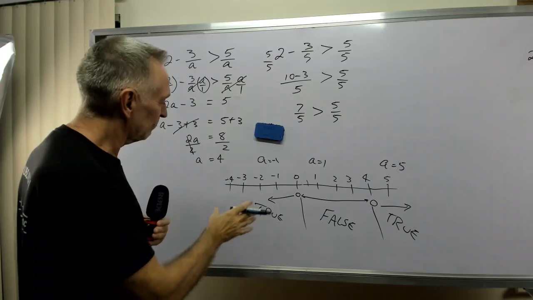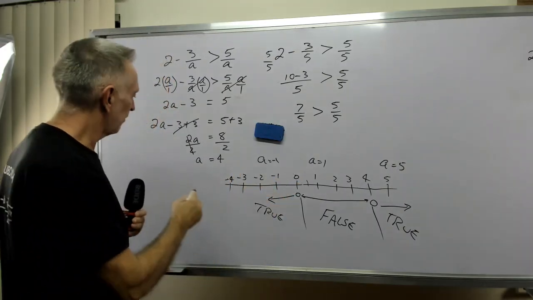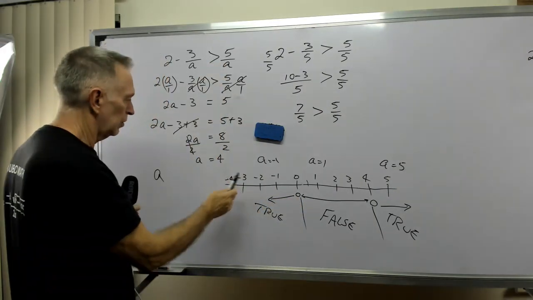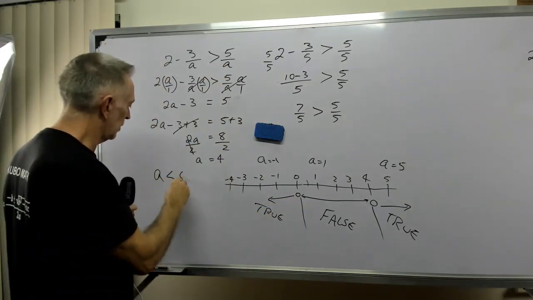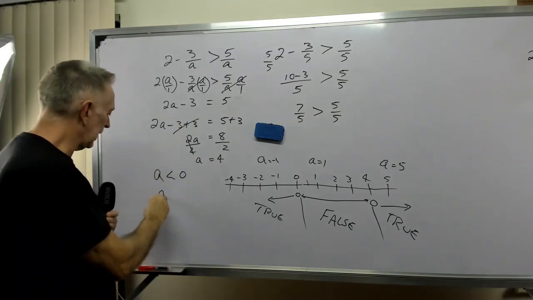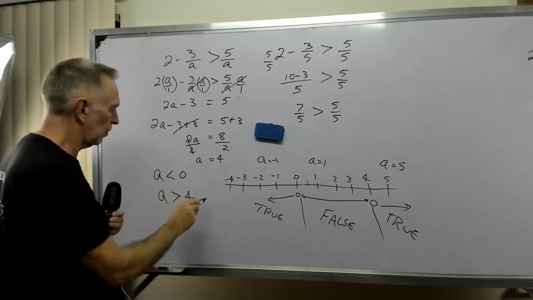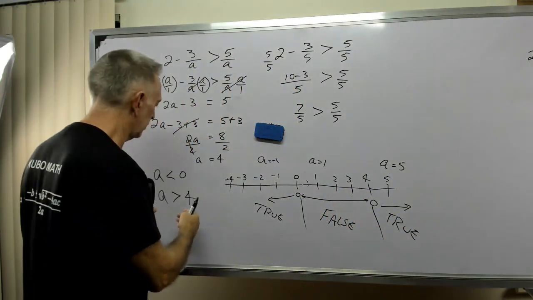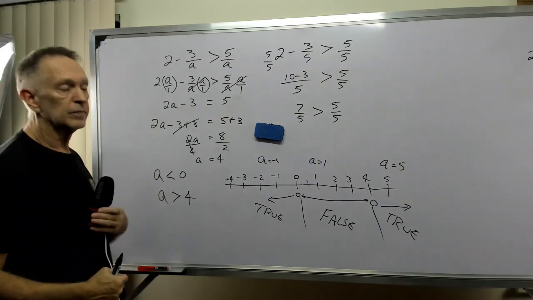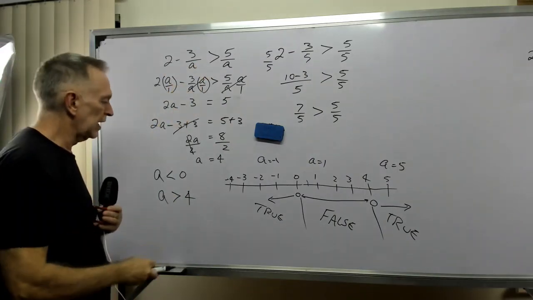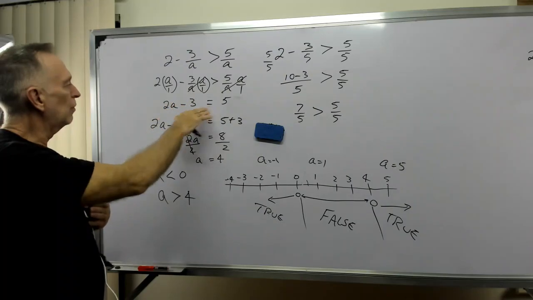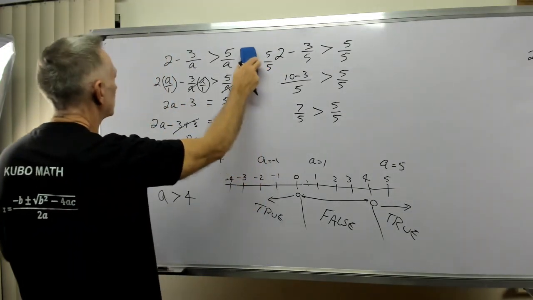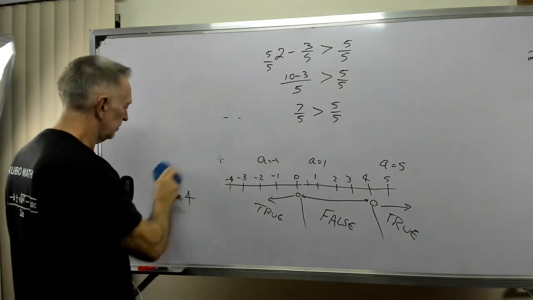All right, so we have two zones. What does all that mean? Well, for the inequality to be true, a would be less than 0, or a could be greater than 4. Greater than 4 is true, less than 0 is true. So that would be the solution for that inequality. And you can see how we got rid of the fraction, which helped it look a little bit better for us.